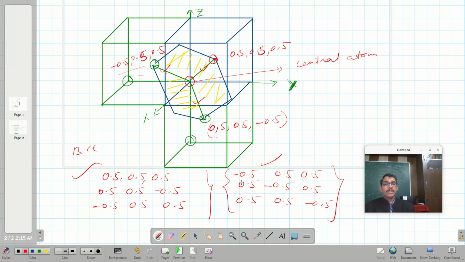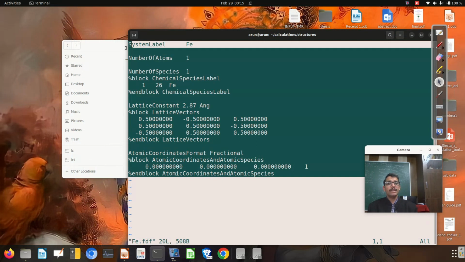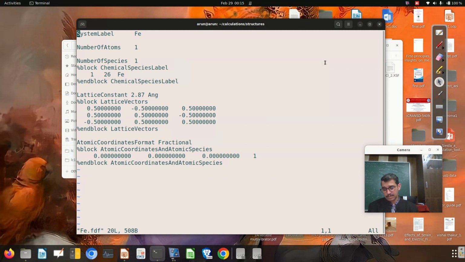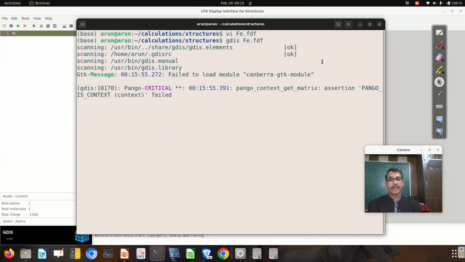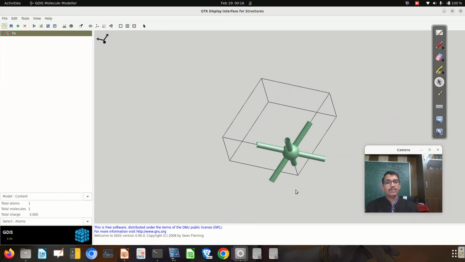So when I take one atom in the unit cell, that means I am taking one atom in the primitive cell. Let me visualize it with the help of GDIS. So this is in the primitive mode. If I try to visualize it, it can be visualized this way: GDIS Fe.fdf. So this is the one atom which I have come to find. It looks similar to what I have drawn.